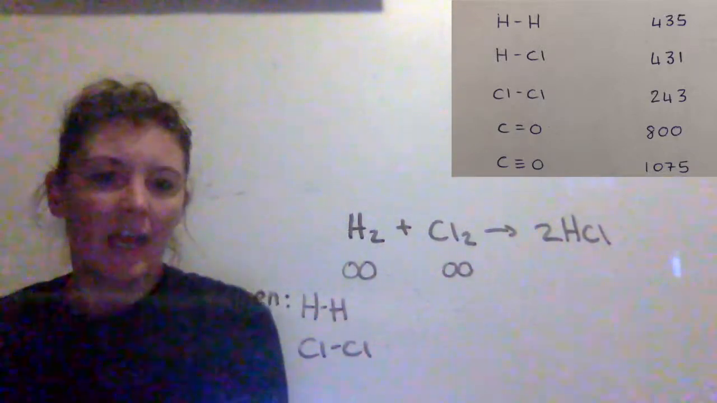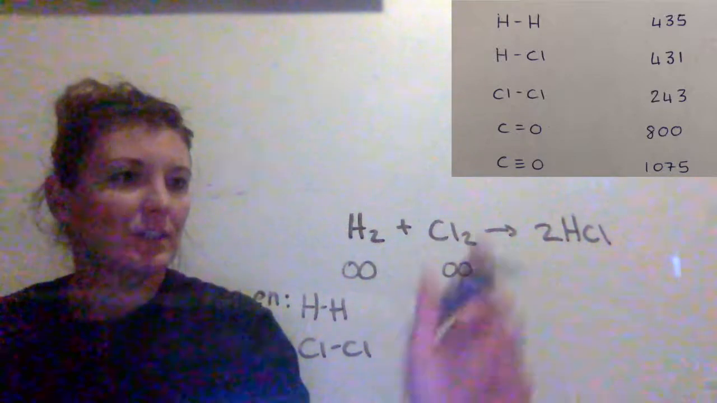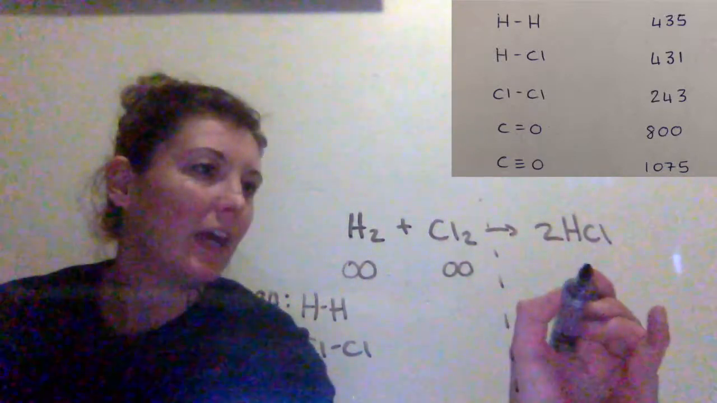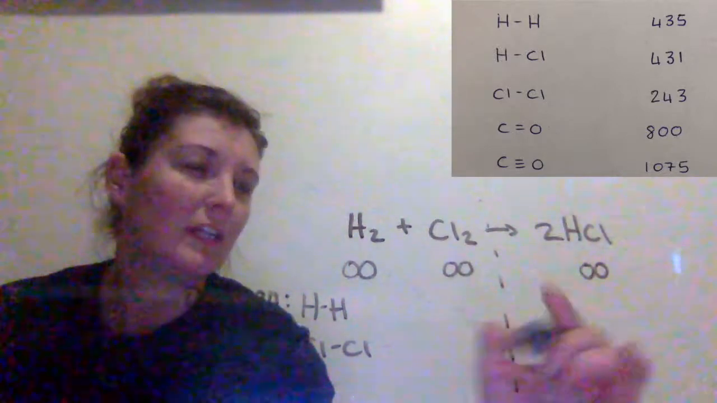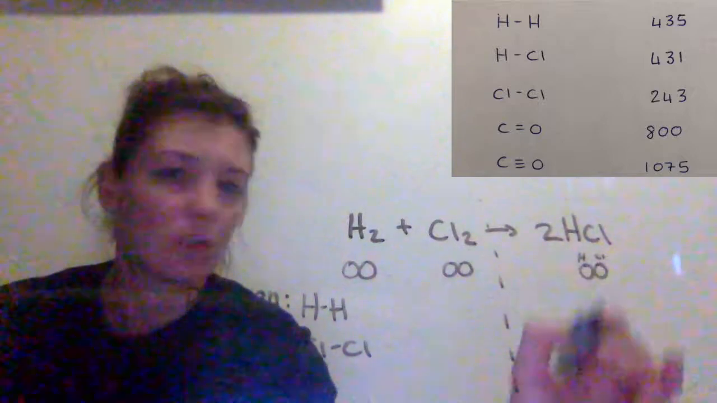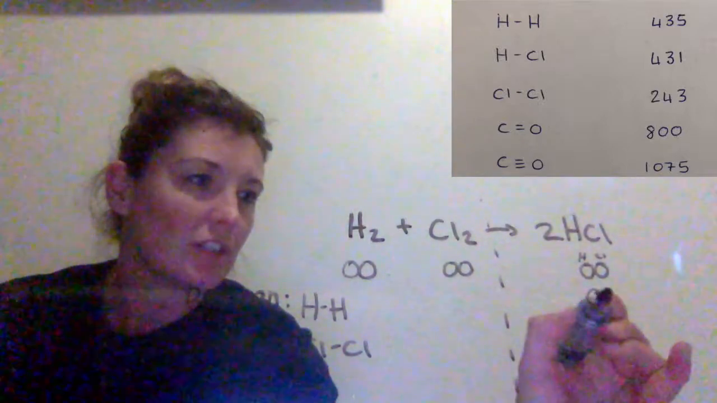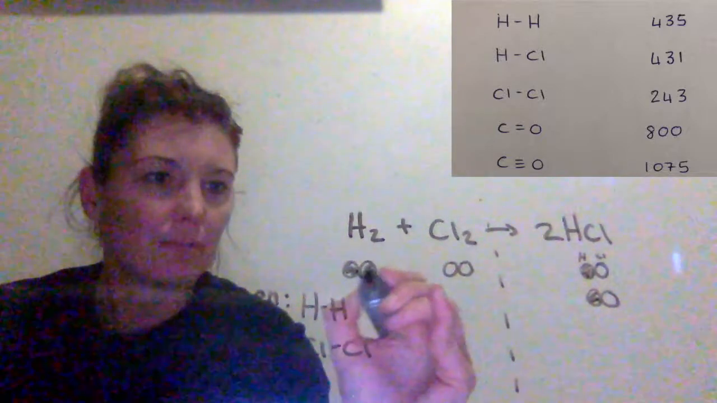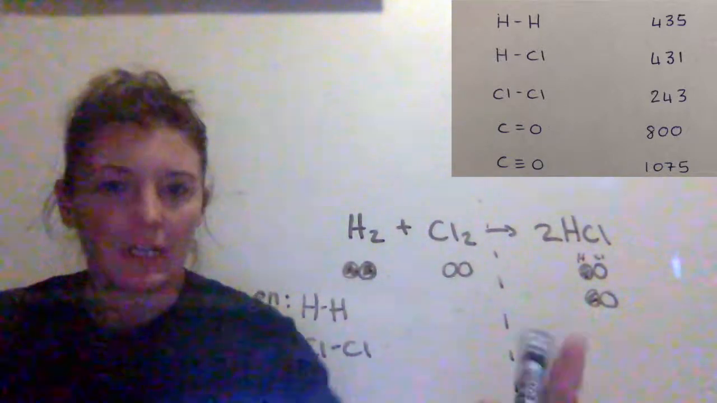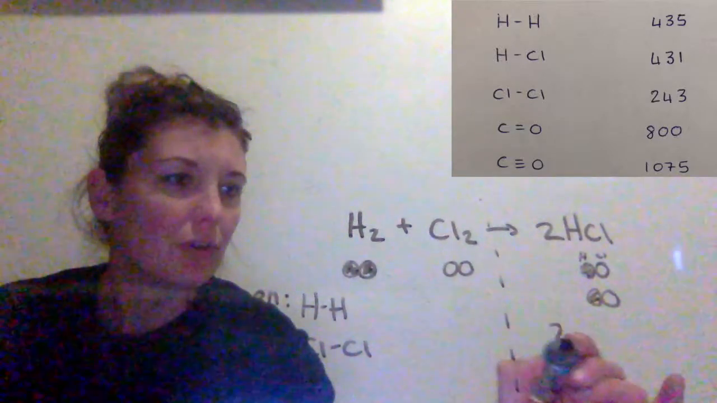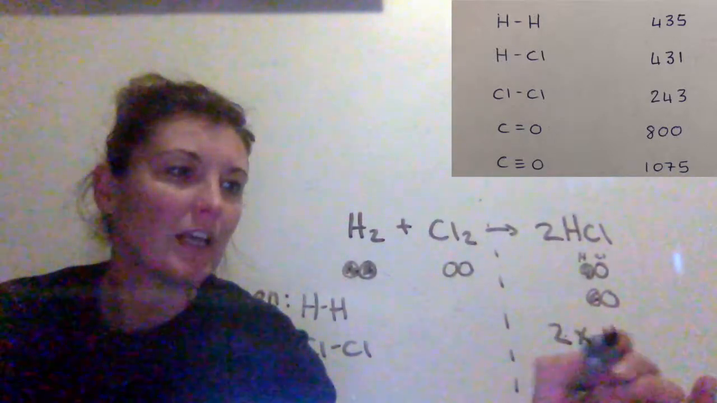And then when we look at what is made, we've got an H and a Cl, but we've got two of them. So if we have an H and a Cl molecule, we have another H and a Cl molecule. Colour these ones black. There you go. So we've got two HCl molecules. So we've got two bonds of HCl.